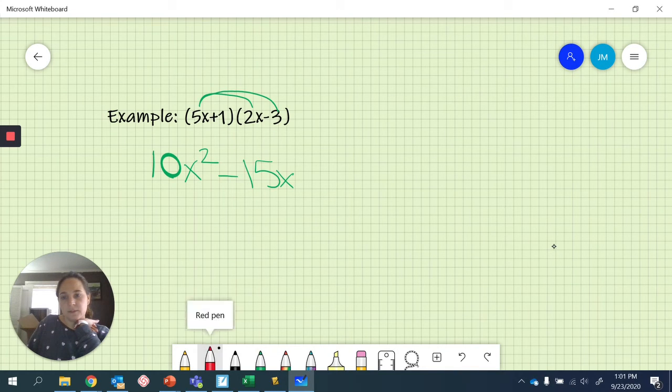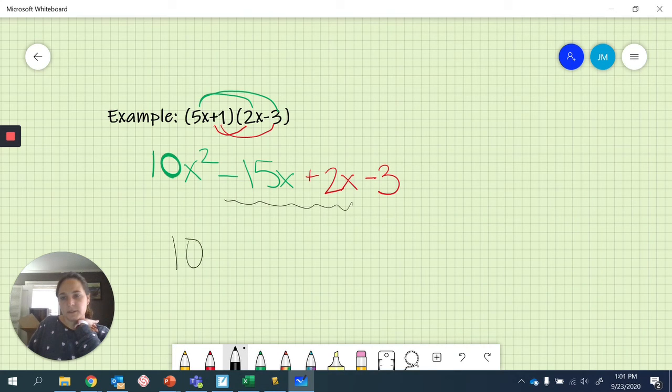Then I'm going to do the same exact thing, the term of positive 1, I'm going to multiply to both. So a positive 1 times 2x is positive 2x. Positive 1 times negative 3 is negative 3. So your final step here is to then combine your like terms. So this 10x squared goes down for the ride. Negative 15x plus a 2x is negative 13x.